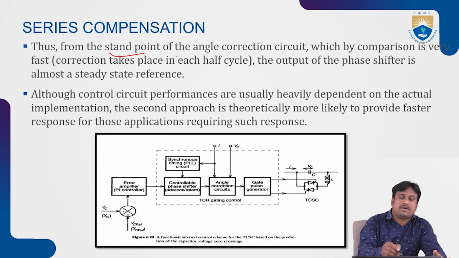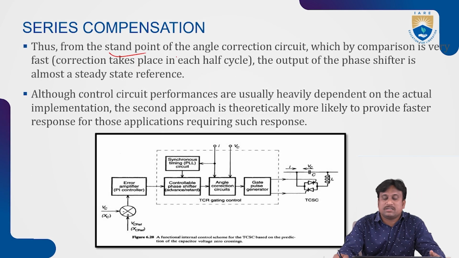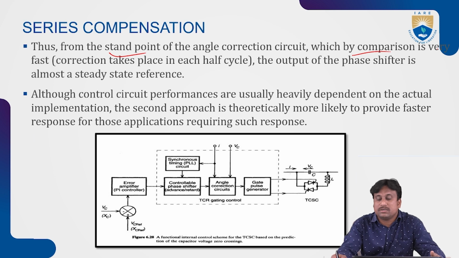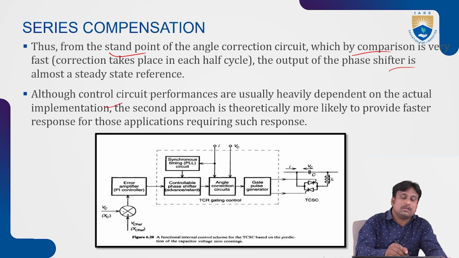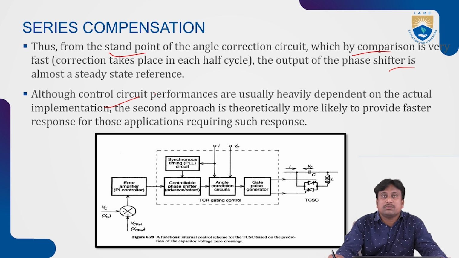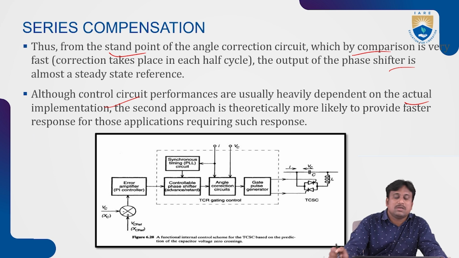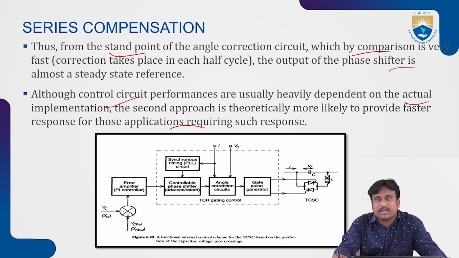Thus we can form the standard angle correction circuit, which by comparison is very fast, with corrections taking place in each half cycle. The output of the phase shifter is almost a steady state reference. Although the control circuit performance is usually good, it depends on the actual implementation. The second approach is theoretical and more likely to provide faster response for those applications requiring such response.